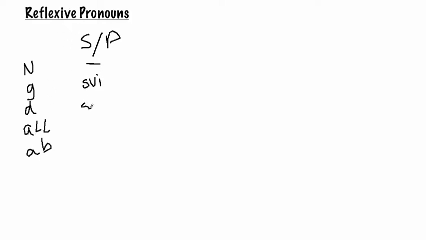Okay, so it turns out that the singular and plural are the same. They use the same words. And there's actually no nominative, so I'm going to go ahead and put a dash right there. Genitive, dative, accusative, and ablative. Okay, so I'm going to put down sui, sibi, se, and se for the ablative.